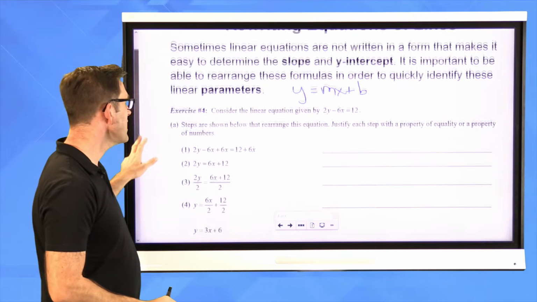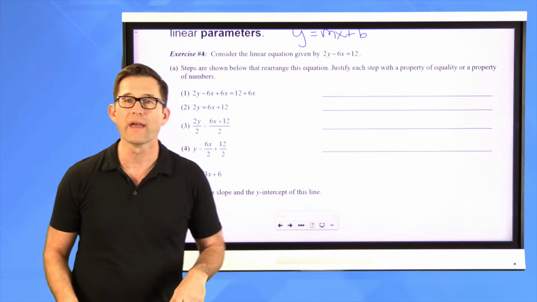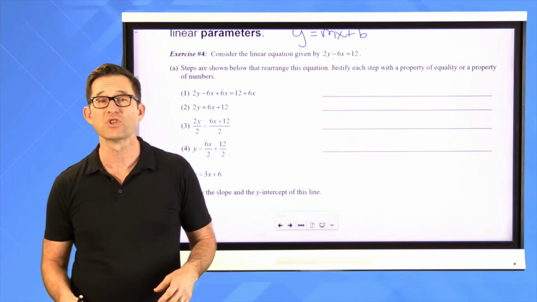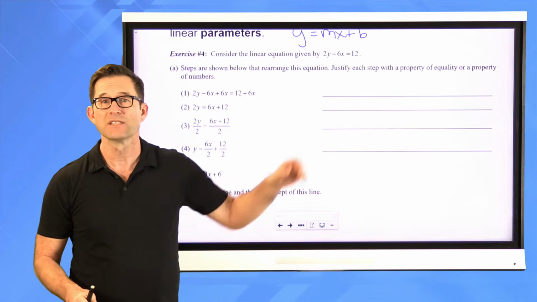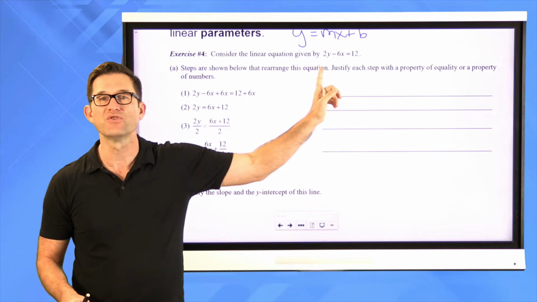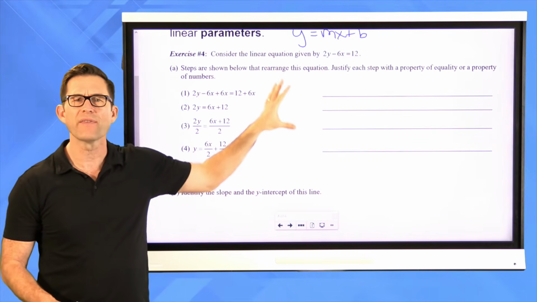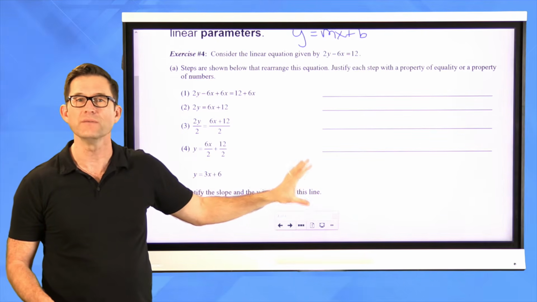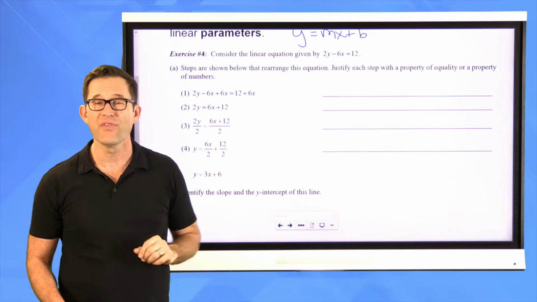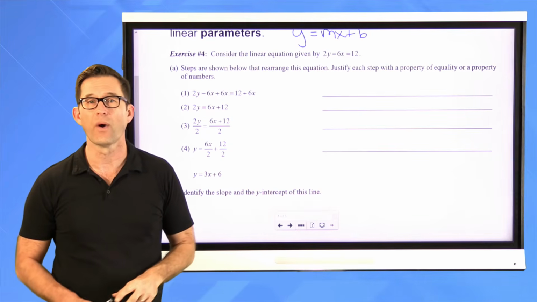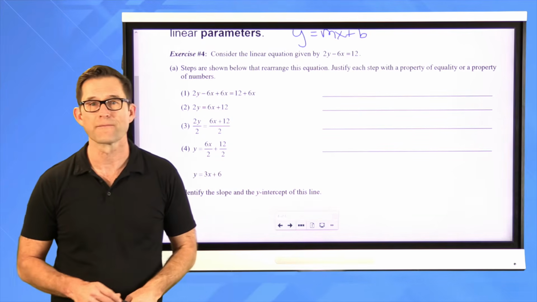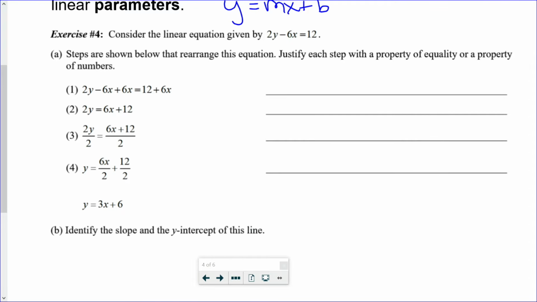Unless it looks like that, you can't say what the slope and the y-intercept is. So let's take a look at an algebraic reorganization of an equation. Specifically, let's look at rearranging 2y minus 6x equals 12. Let's justify the steps that we take to rearrange it, and then we'll identify the slope and the y-intercept. Let's take a look at exercise number 4. Consider the linear equation given by 2y minus 6x equals 12. Letter A. Steps are shown below that rearrange this equation.